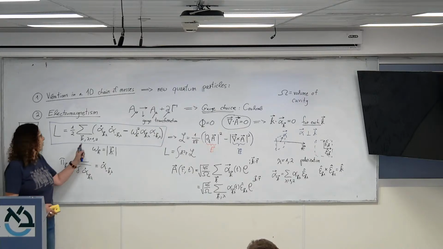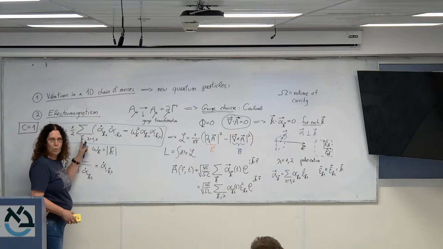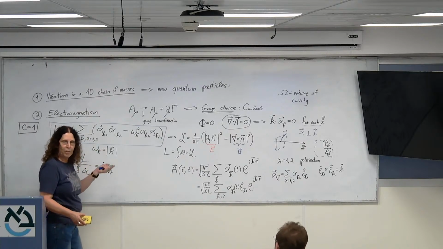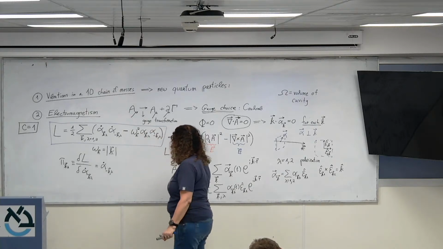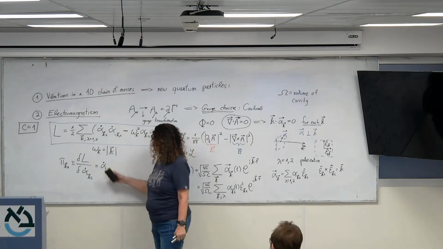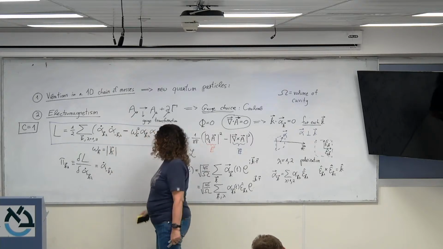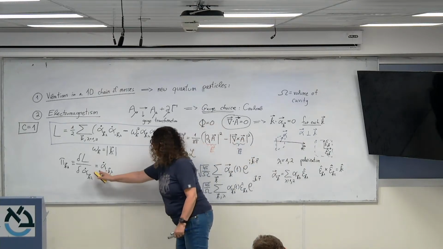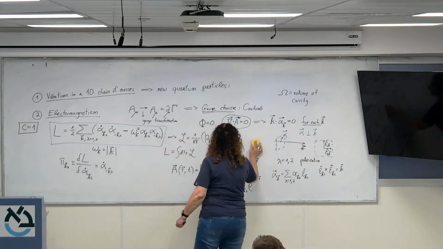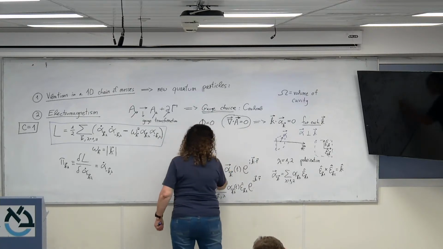Since k runs over all values, each k component appears negative and positive. Alpha of some k appears twice. That's just the usual thing. So this is what it is, and then I'm writing the Hamiltonian resulting from this.